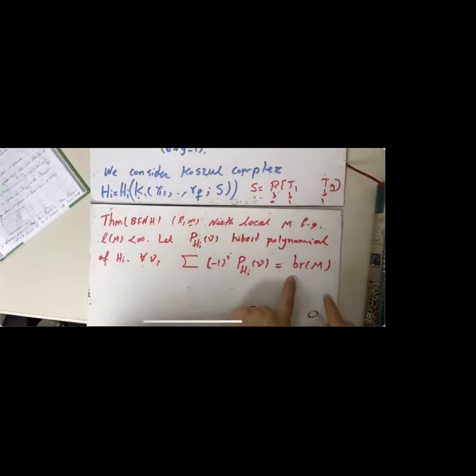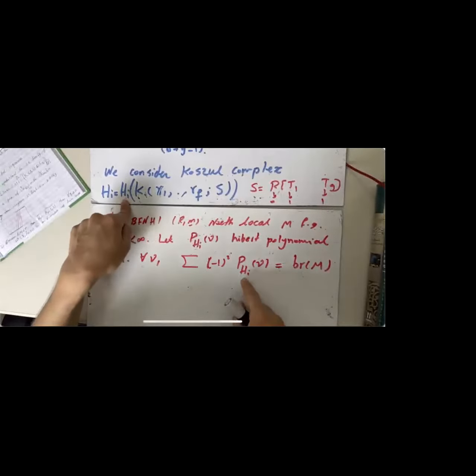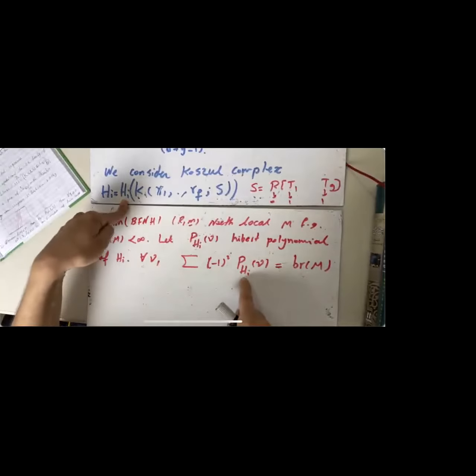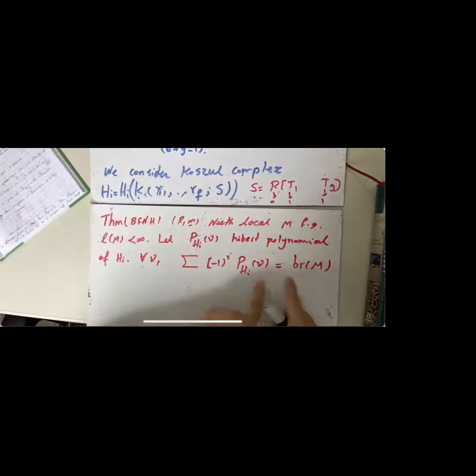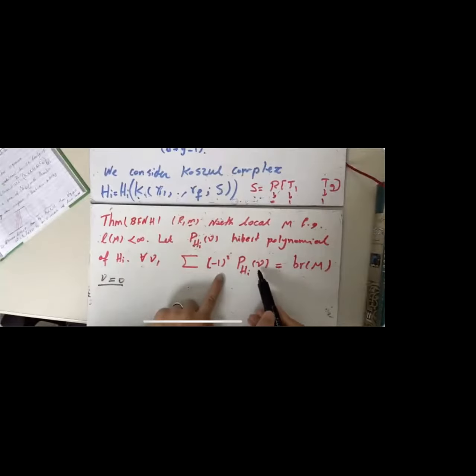But look at that. This is not a very complicated formula. This is just the ordinary Koszul complex, H_i, right? And then this is true for any v. The best v maybe is when v is 0. And then you have the constant element in the Hilbert polynomial for each H_i.